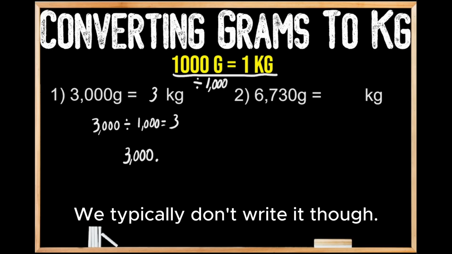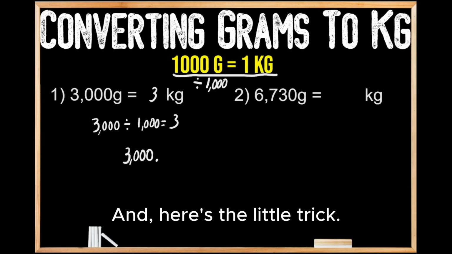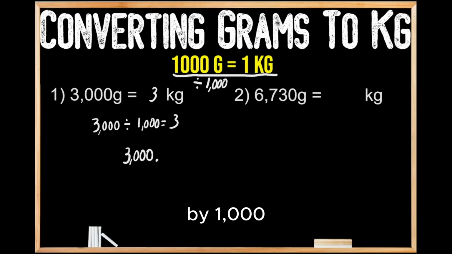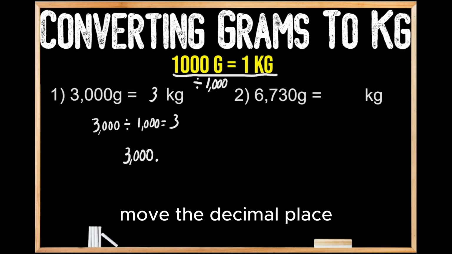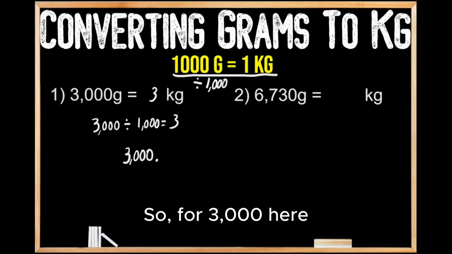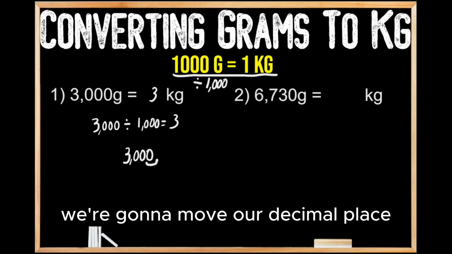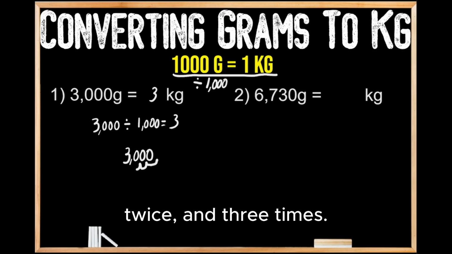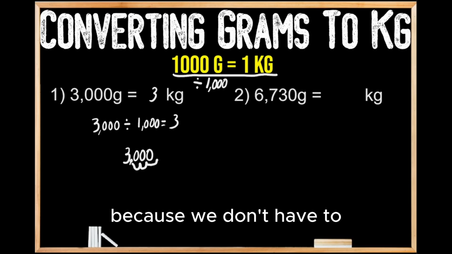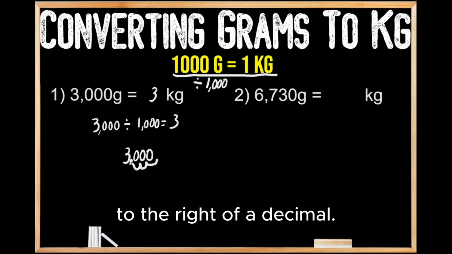We typically don't write it though. And here's the little trick. Anytime that you're dividing something by 1,000, you can simply just move the decimal place 3 places to the left in order to divide that number by 1,000. So for 3,000 here, we're going to move our decimal place once, twice, and 3 times, giving us the whole number of 3 because we don't have to include the zeros to the right of a decimal.